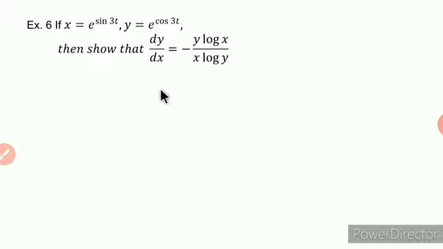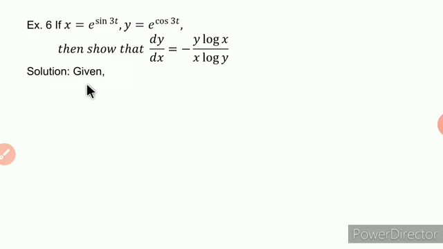Now example 6. See what is example 6 here. If x is equal to e raised to sine 3t, y is equal to e raised to cos 3t, then show that dy upon dx is equal to minus y log x divided by x log y. Answer is in front of you. We have to prove this answer from the given thing.